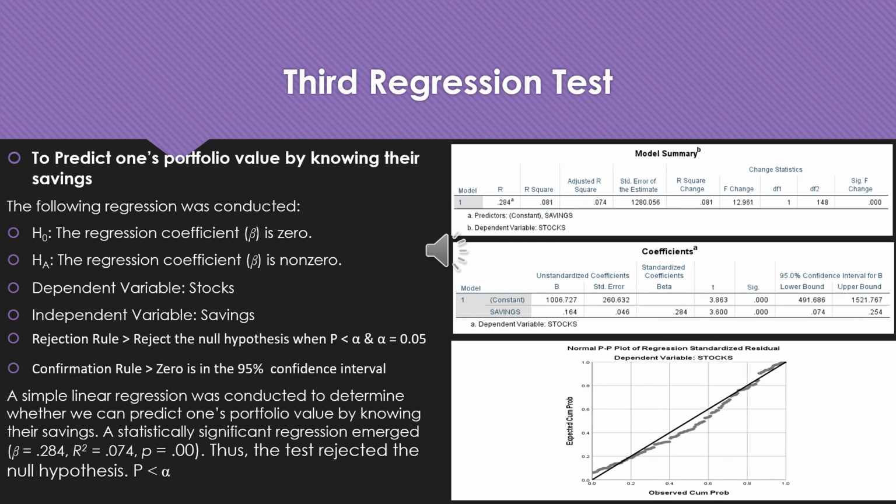The third regression test. To predict one's portfolio value by knowing their savings. The following regression was conducted. The null hypothesis states the regression coefficient beta is 0. The alternative hypothesis states the regression coefficient beta is non-zero. The dependent variable stocks, the independent variable savings.